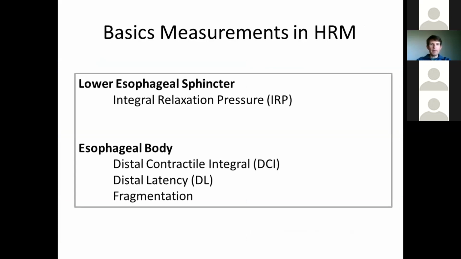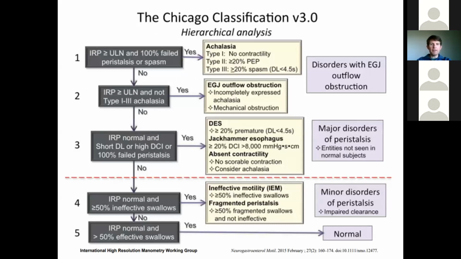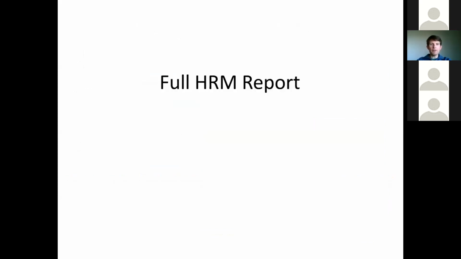So again, 4 main concepts that you need to understand to be able to come up with those diagnoses using the Chicago classification. The integral relaxation pressure, which is how well the lower esophageal sphincter relaxes during a swallow. And then the 3 concepts from the esophageal body: distal contractile integral, or how strongly the esophagus contracts; distal latency, or how quickly the swallow is propagated throughout the esophagus; and then fragmentation, having to do with that zone of transition between striated and smooth muscle in the esophagus. With those 4 main pieces of information, you can essentially make all these diagnoses.